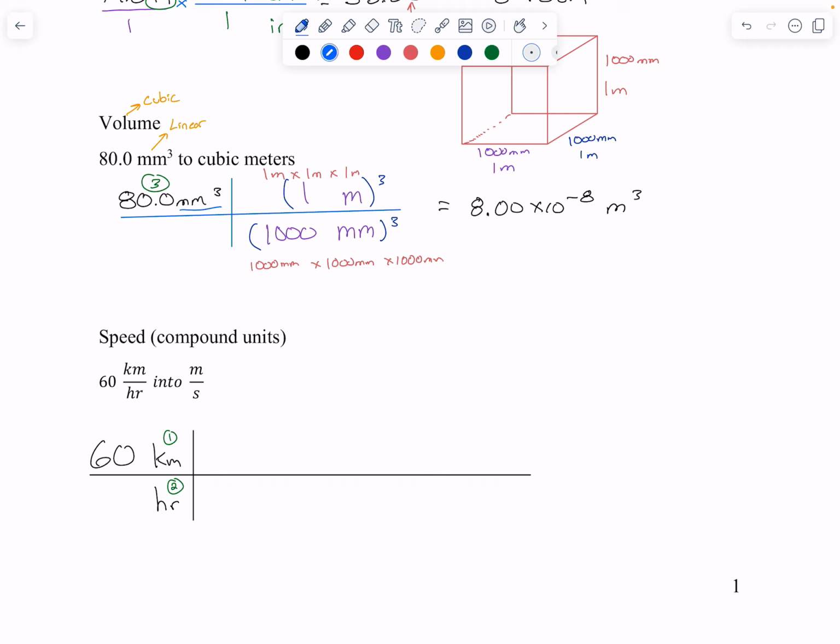So we're going to start with the kilometers. Kilometers go on the bottom, and we're going to meters. We know kilo is a prefix that means 1,000, so there's 1,000 meters in 1 kilometer. And that's done.